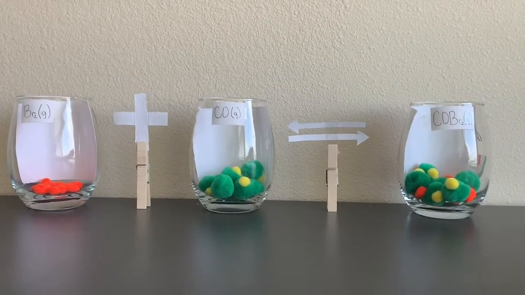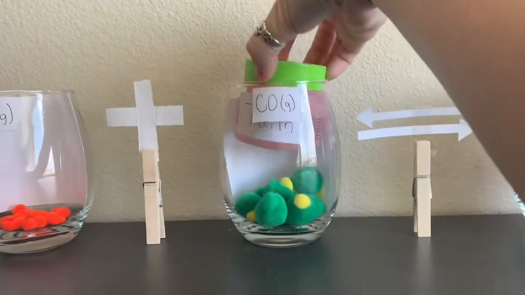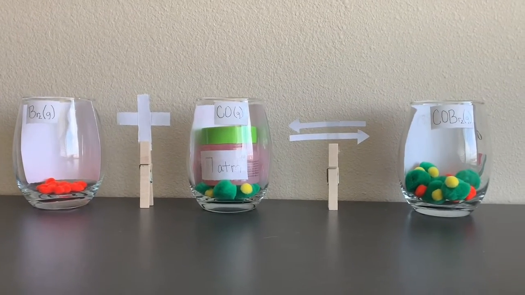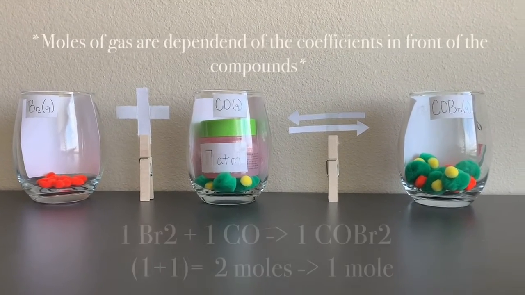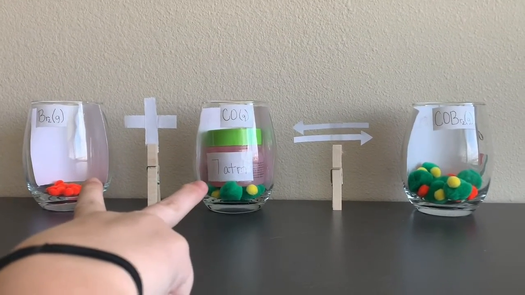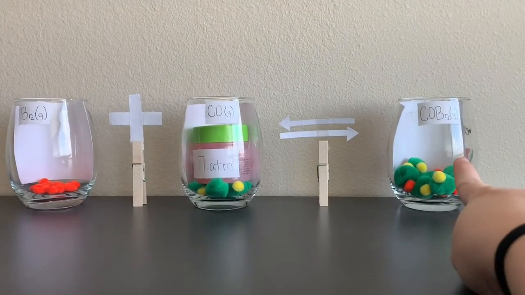Now for the addition of pressure, if pressure were to increase, Le Chatelier's principle states that it will favor the side with fewer moles of gas. Now there is 1 mole of gas over here where there's 2 moles of gas over here, therefore the reaction will shift to the fewer moles of gas, shifting this way.